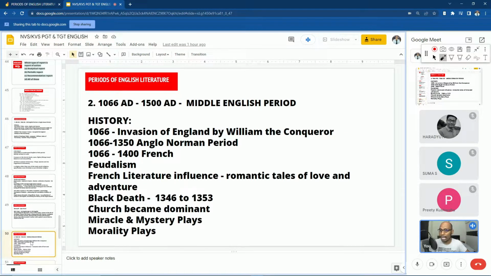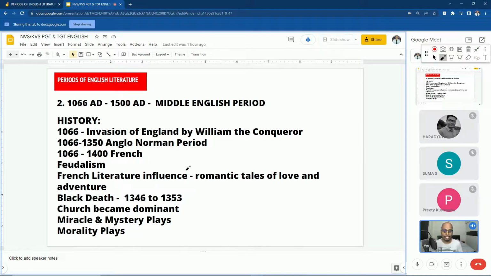And then before I begin Middle English, if you have any questions related to the Old English period, you can ask me.